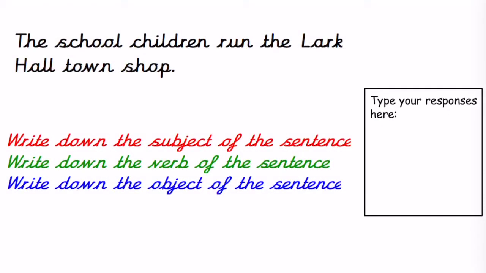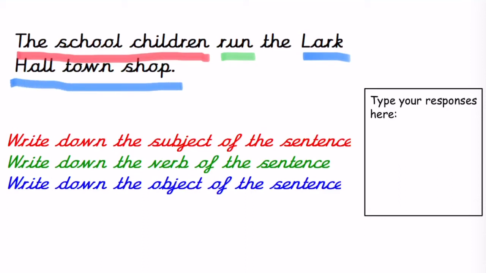Now our next example is the school children run the Larkhall town shop. Now I want you guys to think about this one, which is the subject, the verb and the object of the sentence. Have a think. That's right, the subject of the sentence is the school children. The verb, what's happening, what's being done, is run. They're running the shop. And the object, what they're running, is the Larkhall town shop. Well done if you got that right.